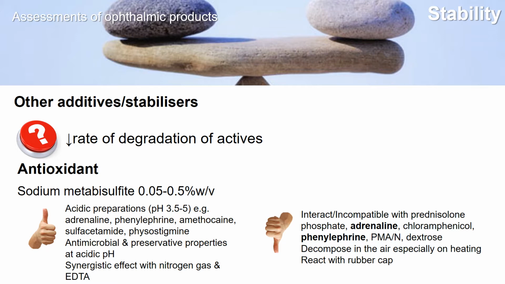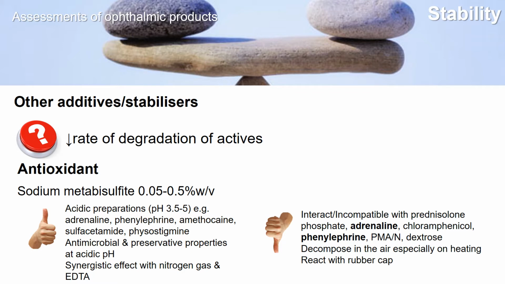In many cases, actives are sensitive to the atmosphere, especially in the presence of oxygen, as it fastens the oxidative degradation. In this case, we could use an antioxidant like sodium metabisulfite or sodium sulfite. Let's discuss sodium metabisulfite. It is suitable for acidic preparations or drugs because its efficacy is the highest at acidic pH. It also has antimicrobial and preservative properties at acidic pH.